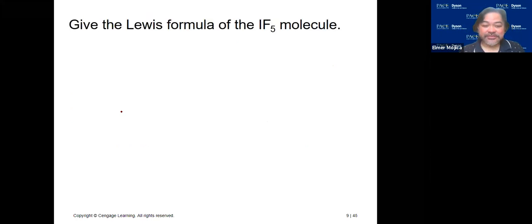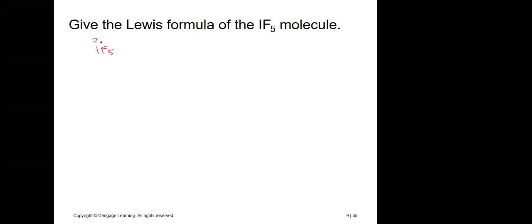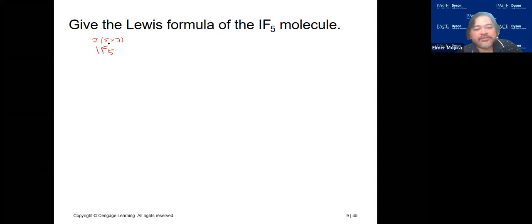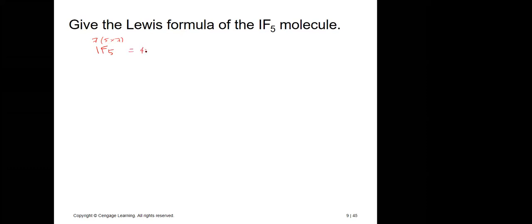So for instance, let's try to do this one. Give the Lewis structure for IF5. So how are we going to do this? Don't worry, somebody mentioned there about formal charge. After this, it's the formal charge that will come up. So IF5. So you follow the rule. So iodine has how many valence electrons? 7. Fluorine also has 7. So 5 times 7, 35 plus 7, you have 42.